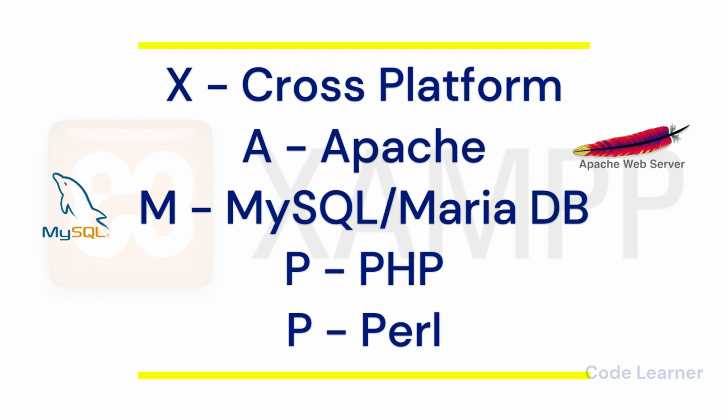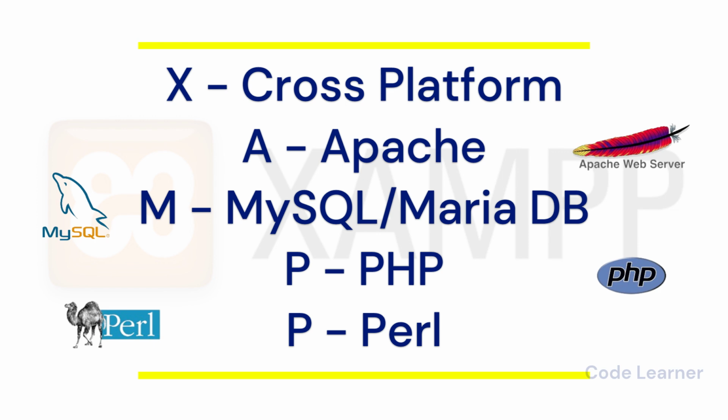M means MySQL or MariaDB. That means your computer will act as a database server, or you can configure your computer to act like a database server. The P means PHP and the next P means Perl. So here PHP and Perl can be used for scripting purposes.